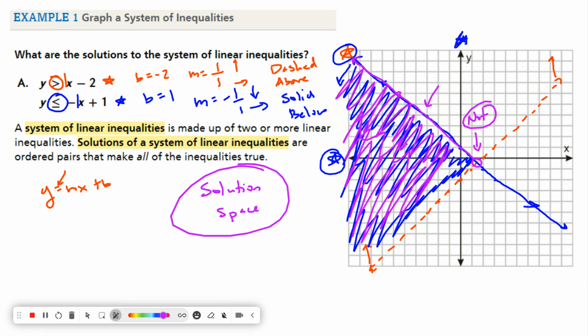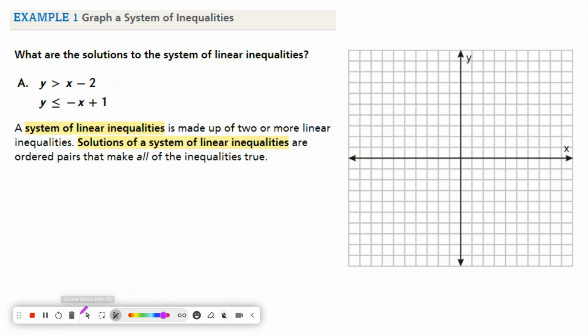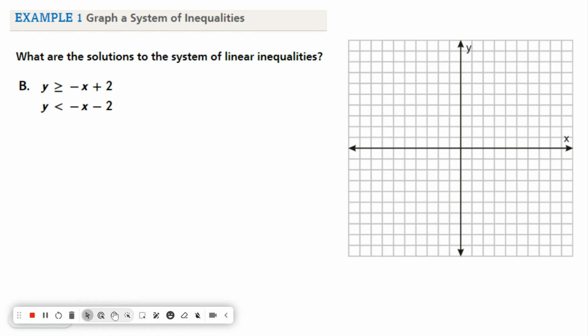Great. Okay, so that was our by hand example. So now let's jump right into Desmos and let it do some of the work for us, right? Okay. Next, what are the solutions to this system of linear inequalities? So I have them written down. So I'm going to go ahead and use Desmos to graph these for us. Now I'm actually going to have you change one of the inequalities. So we're going to change the second one. Okay, so please make this change.